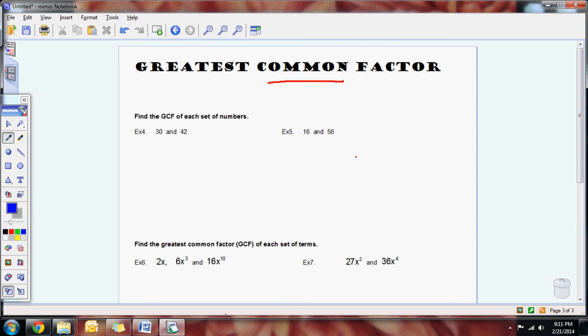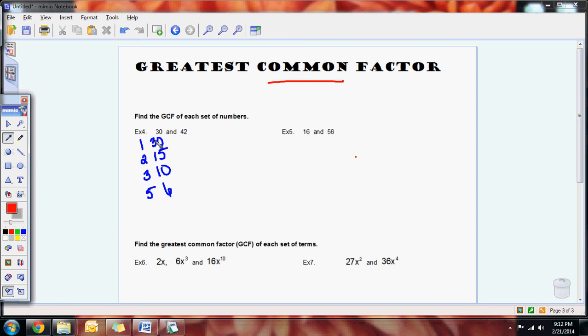Okay, so let's start with 30. We're just going to list our factors of 30. So we have 1 and 30, 2 and 15, 3 and 10, 4 doesn't work, so 5 and 6. Now, some of you might find a shortcut to this, and I hope that you do. I can kind of explain that in a minute.